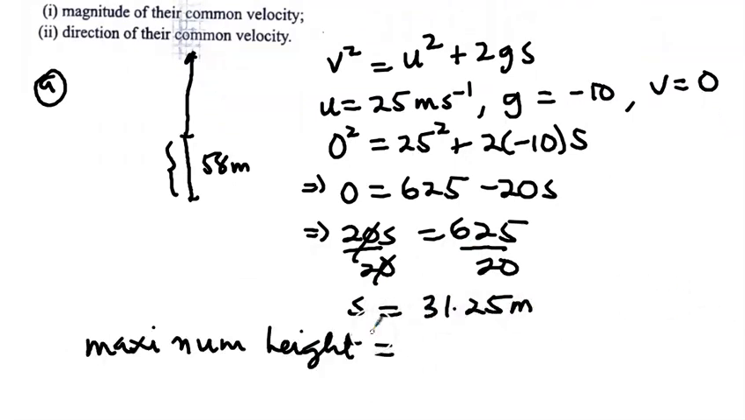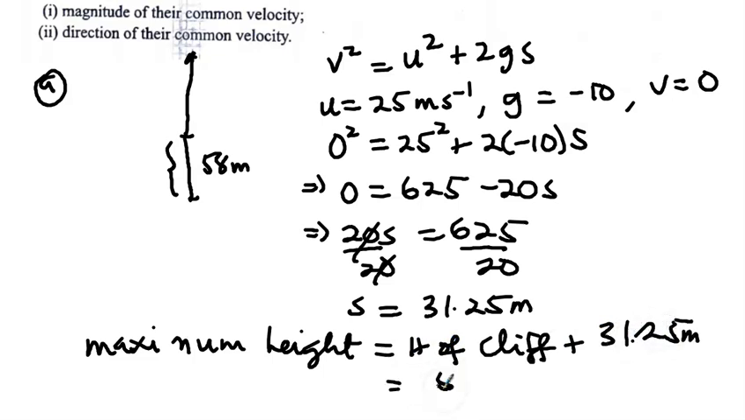We have the distance s to be 31.25 meters. Maximum height is the height of the cliff plus this 31.25. We have 58 plus 31.25, which is giving us 89.25.